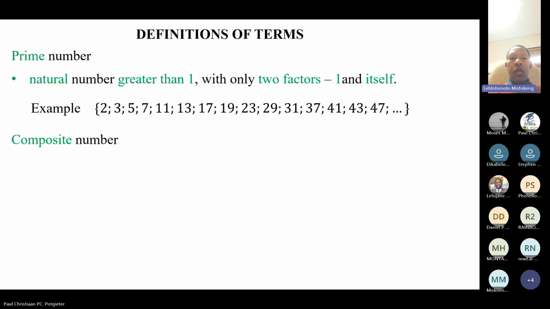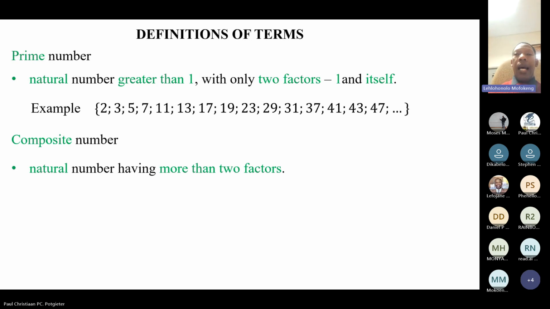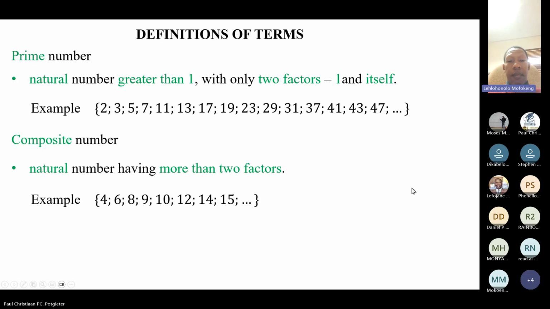And then we are also going to look into the issue of composite numbers because we are actually going to decompose them into the prime factorization. So a composite number is a natural number having more than two factors. And these composite numbers are all the natural numbers that are not prime numbers. So here is the example of composite numbers.